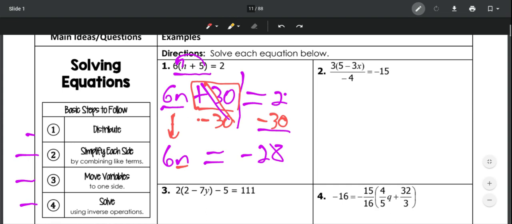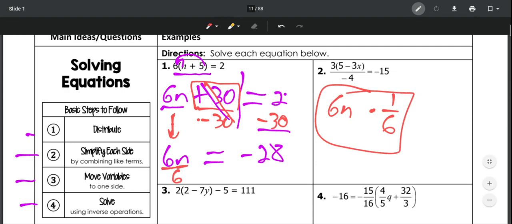Now, we're going to do the inverse operation of what's happening. So if we have a 6n, we need to divide by 6 because that's the opposite of multiplying, in other words, the inverse. Or you could look at it this way: we have a 6n, and to get rid of that, we need to multiply it by 1 over 6. This and this are the same exact thing. It just depends on how you want to write them. I'm lazy, so I like writing just dividing by 6.